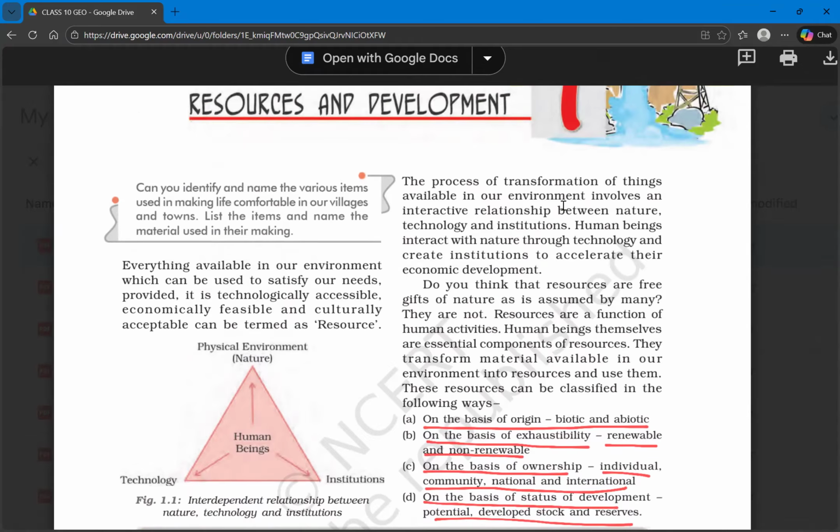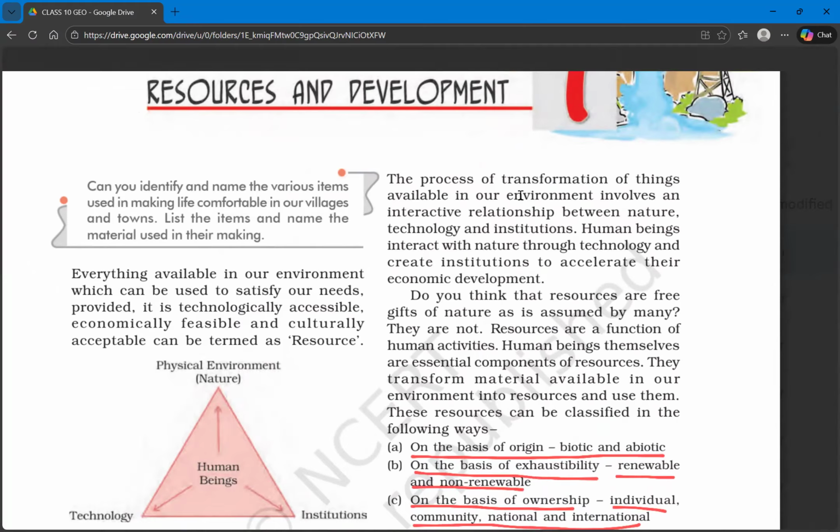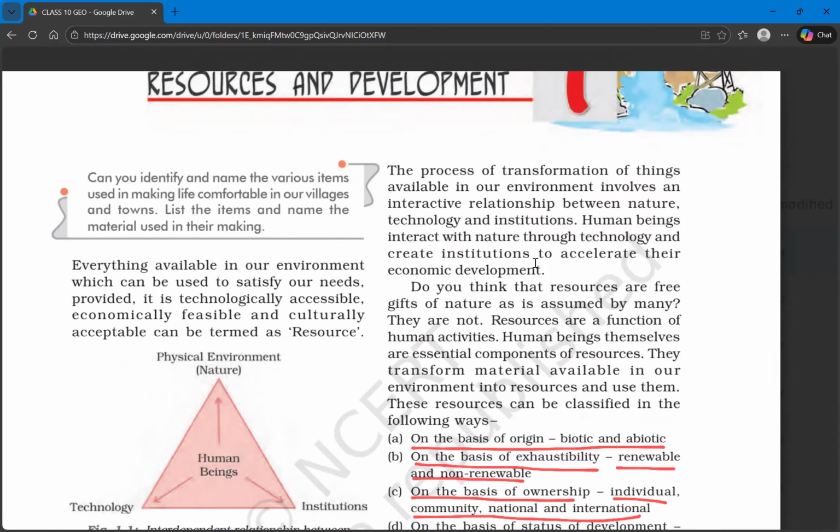So these are the conditions to term something as a resource. The process of transformation of things available in our environment involves an interactive relationship between nature, technology, and institutions. How? Human beings interact with nature through technology and create institutions to accelerate their economic development. So, this is the relationship between nature, technology, and institutions.